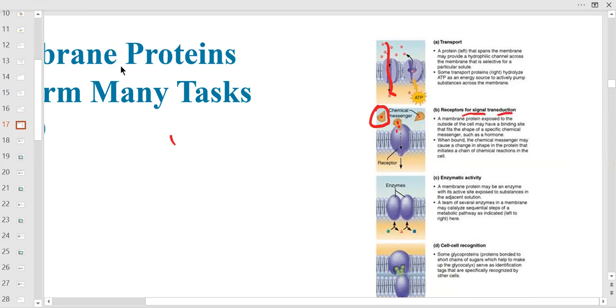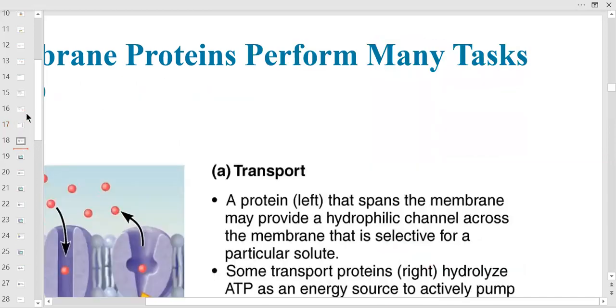Enzymes built into the membrane, like ATPase. And here's more cell recognition. We're not going to really talk a lot about that, but that's really important for things like tissue transplant or something that's going to be able to handle the immune response. So it's kind of like a fingerprint.